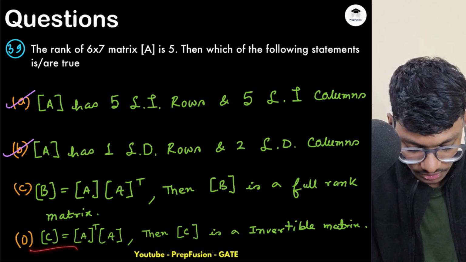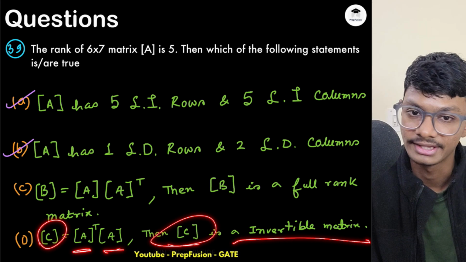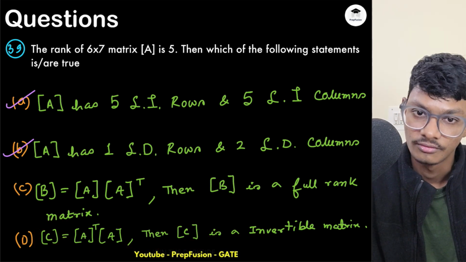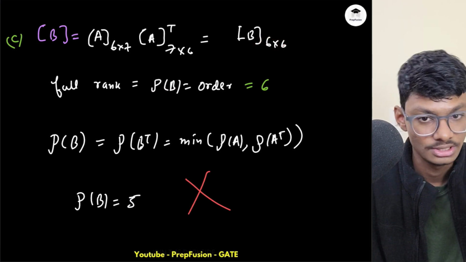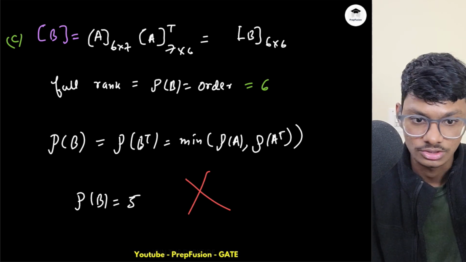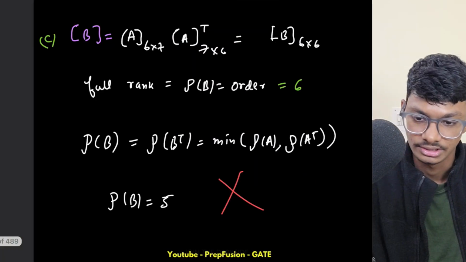So if I go for the D option, C is equal to A transpose A, then C is an invertible matrix. Again, this is the same thing, the minimum of the ranks. So C has rank 5, but its order is 6. So rank is n minus 1. It can't be invertible because its determinant will obviously be 0. So its inverse doesn't exist. So B, C and D will be wrong here.